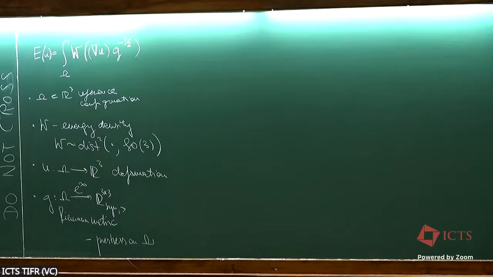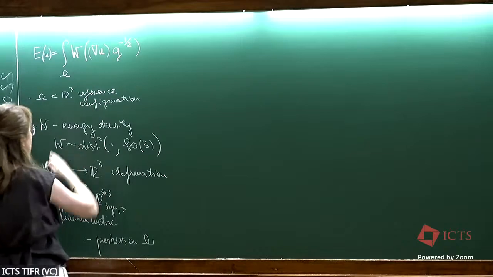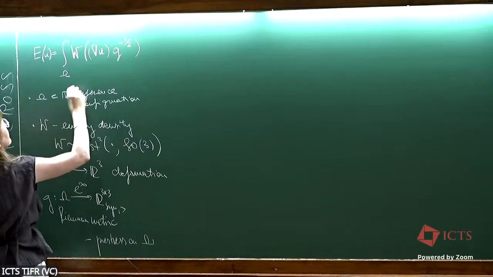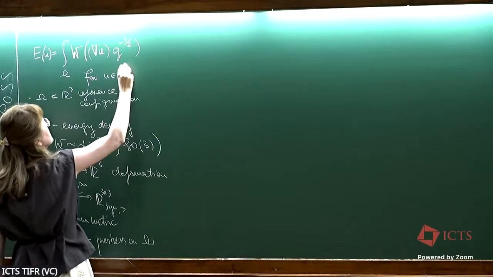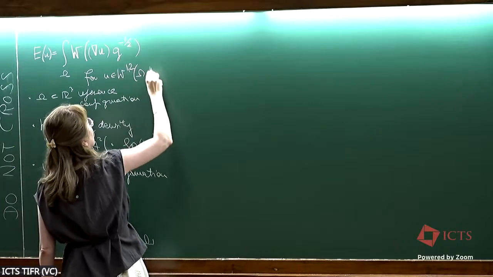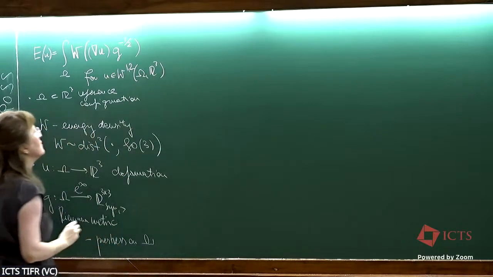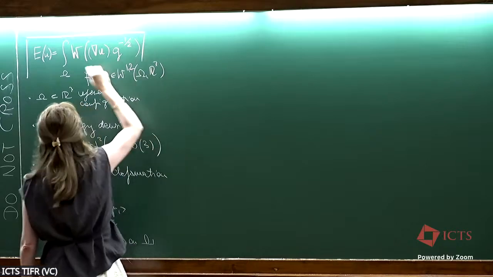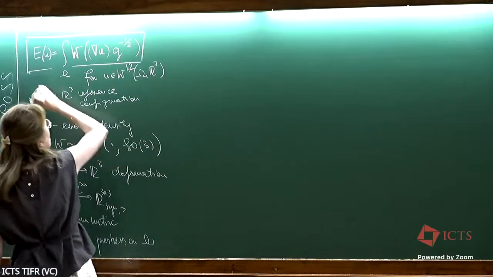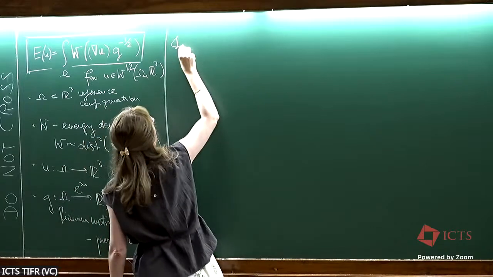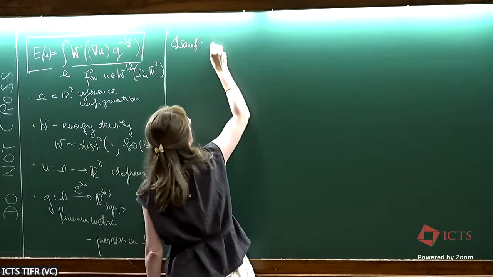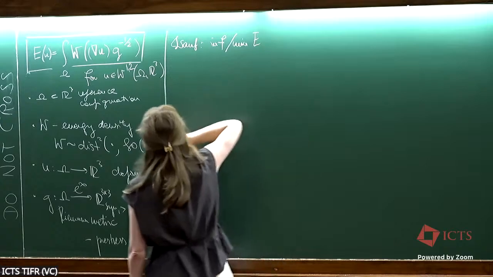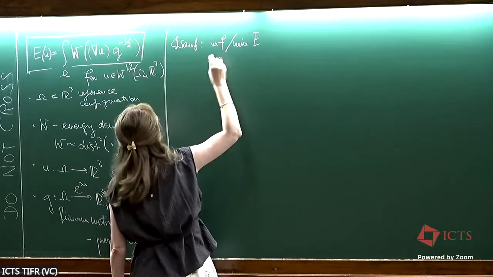For every u, of course, here I need some regularity, right? So W is quadratic, so the gradient of u better be in L2. So indeed, I'm defining it for u in W^{1,2} from omega to R3. That's the regularity of my deformations. That's the energy, that's the key persona in my talks. And now what do we want? We want to understand what's the infimum or the minimum of E over u's, deformations as indicated before.